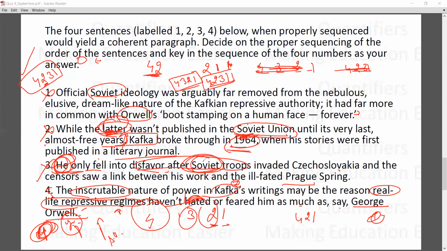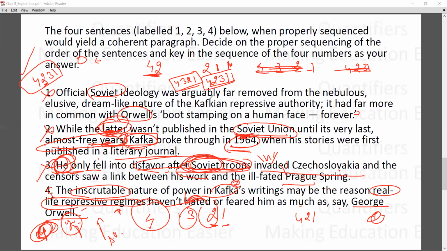So he only fell into disfavor after Soviet troops invaded Czechoslovakia. So by the time George Orwell was writing, it was almost 3 years. So at the 3 years, they're not going to invade anything. So when the Soviet Union invaded, maybe that is the time period of Kafka. Are you understanding the logic? Because by the time George Orwell came into the picture, that was almost 3 years. So he only fell into disfavor after Soviet troops invaded Czechoslovakia. An invasion cannot be done in almost 3 years. Are you getting the point? So that is the case that the he here refers to Kafka, and the censor saw a link between his work and the ill-fated Prague Spring.